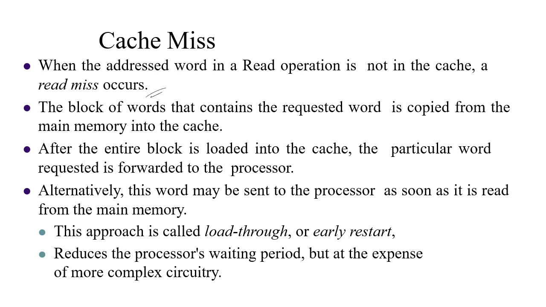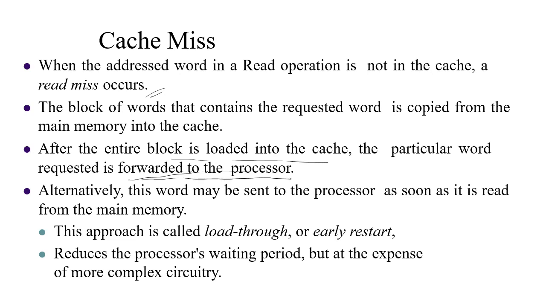When read miss occurs, one way is that the block of words that contains the requested word has to be copied from the main memory into the cache, and from the cache it will be forwarded to the processor. The entire block is loaded into the cache and the particular word requested is forwarded to the processor.